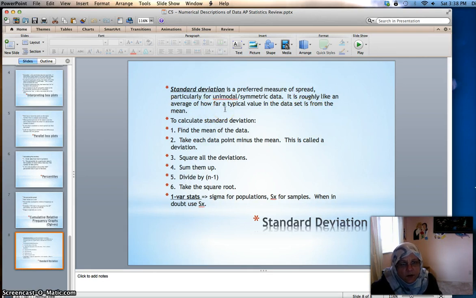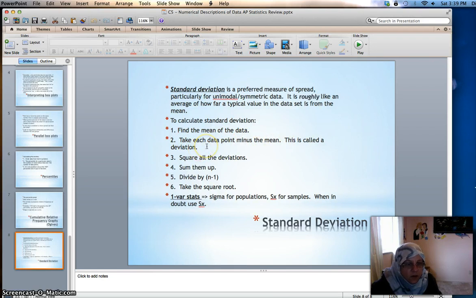It gives you an average or an idea of how far a typical value in the data set is from the mean. Make sure you understand what standard deviation is telling you. To calculate it by hand, find the mean of your data, and then take each data point minus the mean. This is called the deviation for each of those data points.